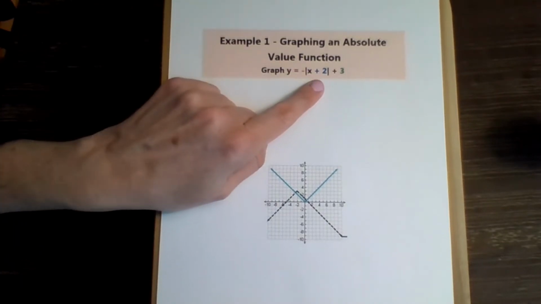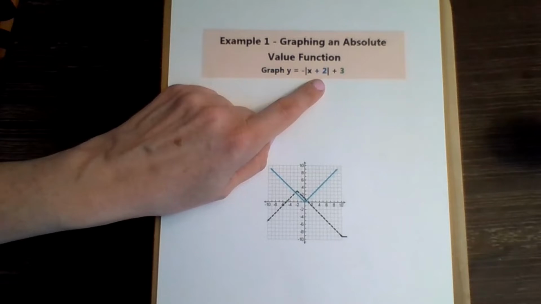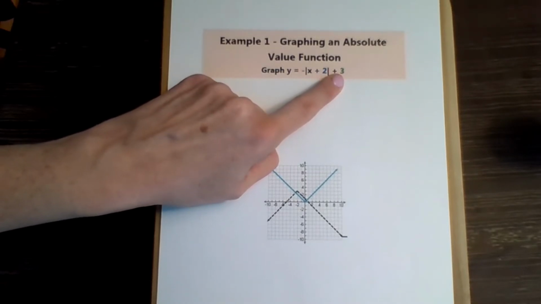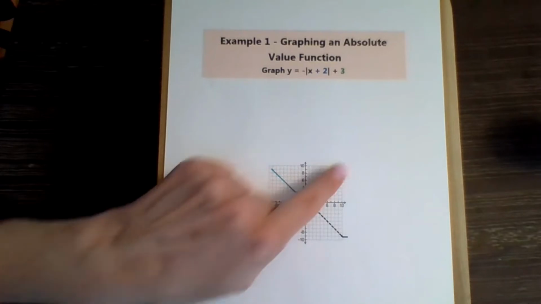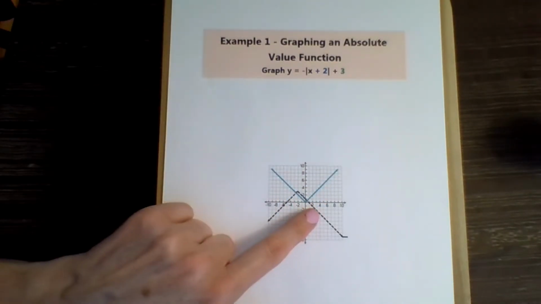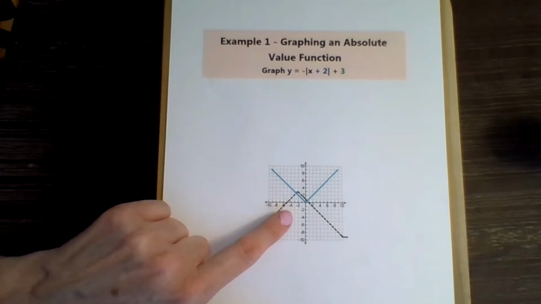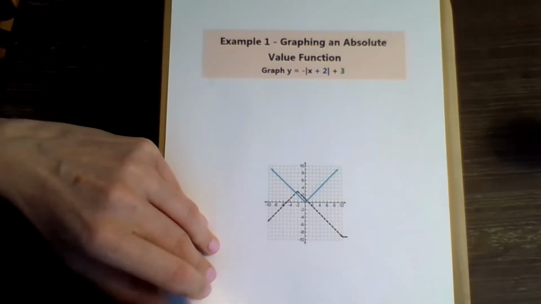This plus 2 inside the absolute value symbols is going to tell us to move the original 1 left 2, and this is going to tell us to move up 3. So if you have your parent function, which is this V right here, of an absolute value function, we've turned it upside down, we've moved the vertex left 2, and we've gone up 3. So that's another example. Let's try another.